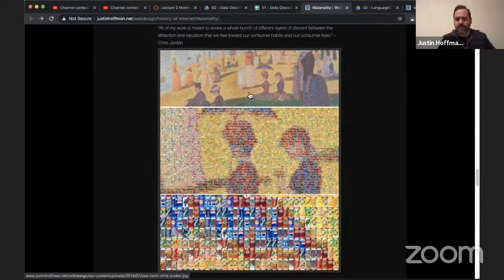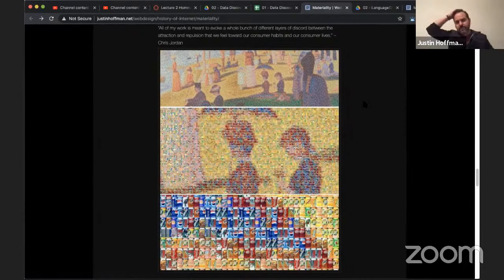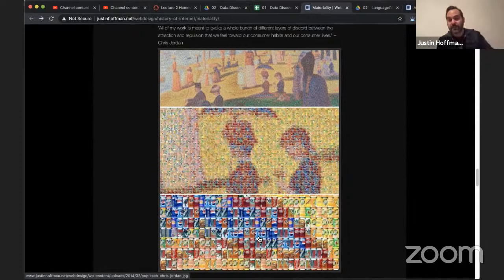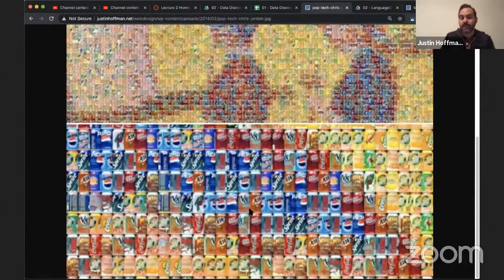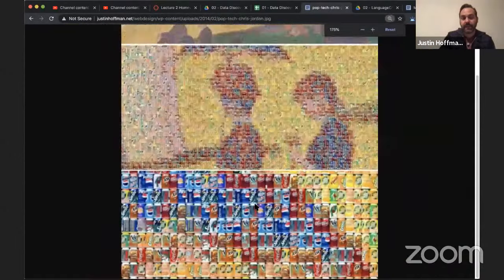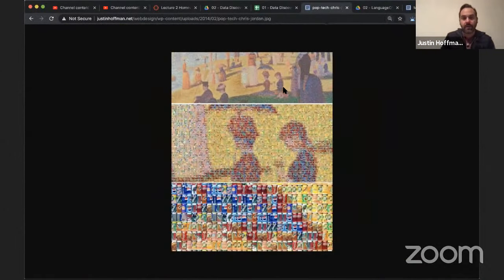pointillism piece, a very famous piece. I don't remember the name, is it called something like a picnic in French? I know it's at the Art Institute of Chicago. Then you could see the actual pointillism piece. Chris Jordan's piece is using Coke cans in order to create that same visual by using Coke cans as pointillism, which is just spectacular. It's so powerful and super amazing what he did with that.